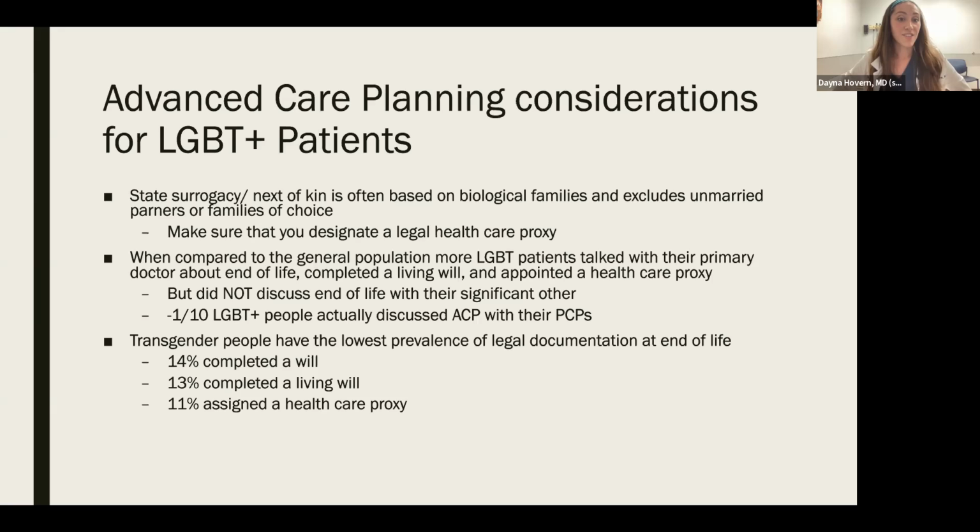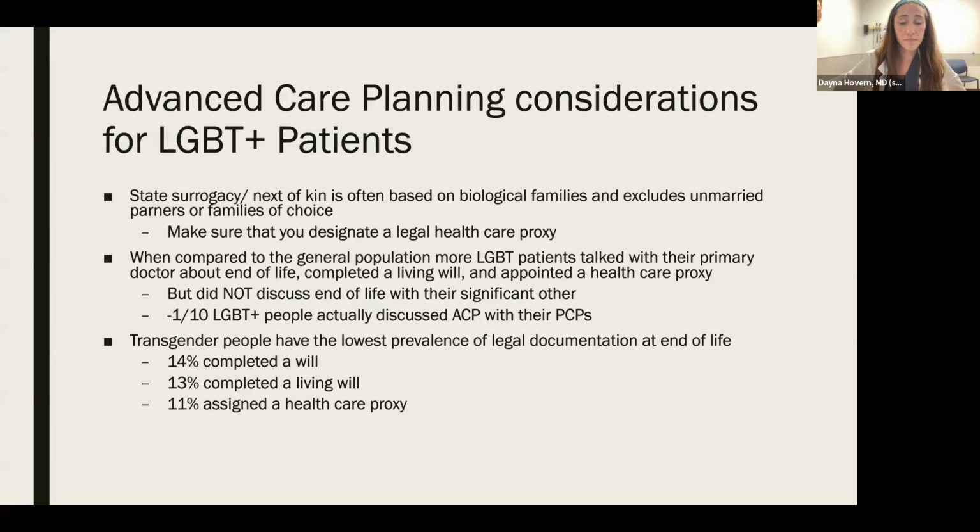So we also touched on this, but state surrogacy and next of kin is often based on biological families and really excludes unmarried partners or families of choice. So we spent a lot of time talking about this just a couple minutes ago, where it's really important, if you don't want your biological family to be making choices for you, to get down on paper who you want that person to be.